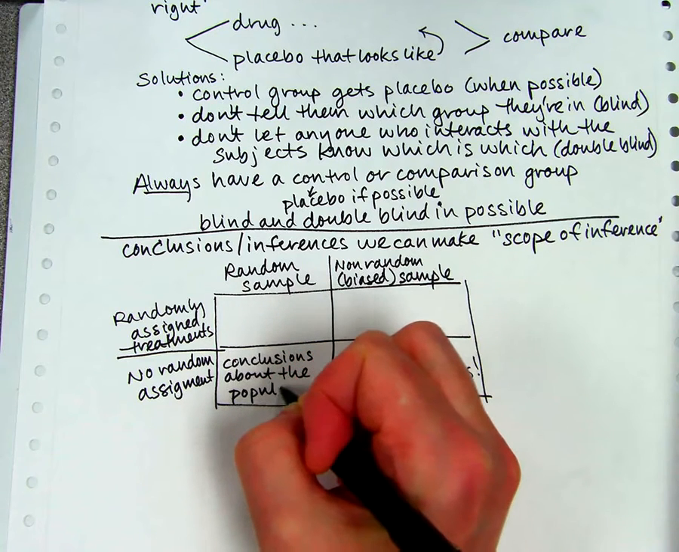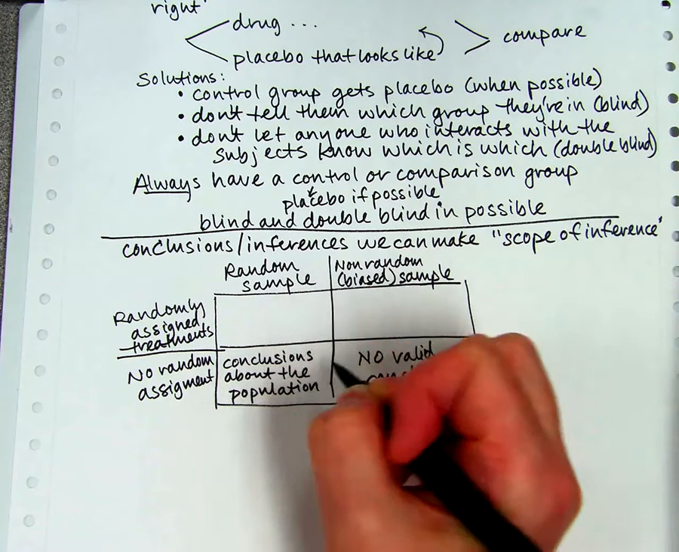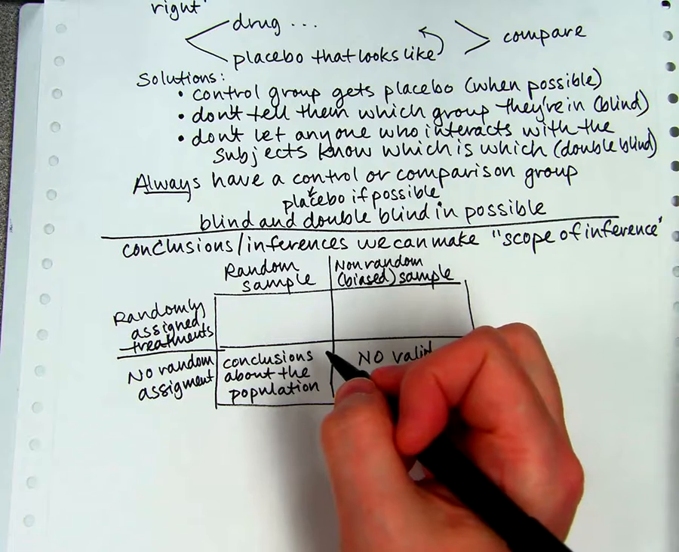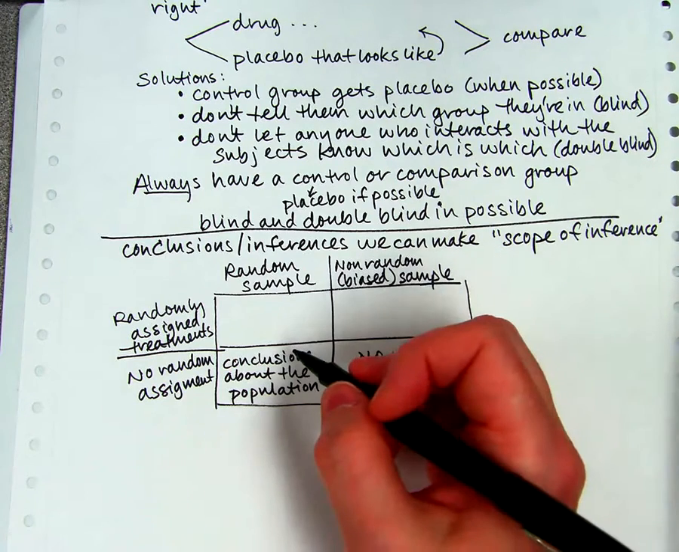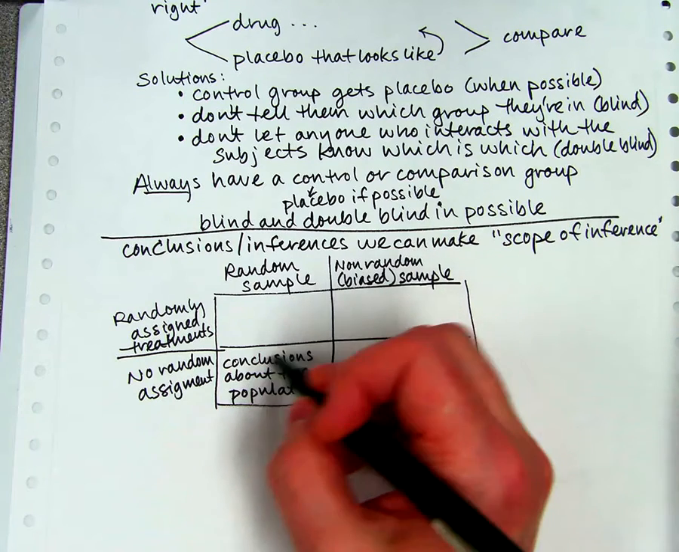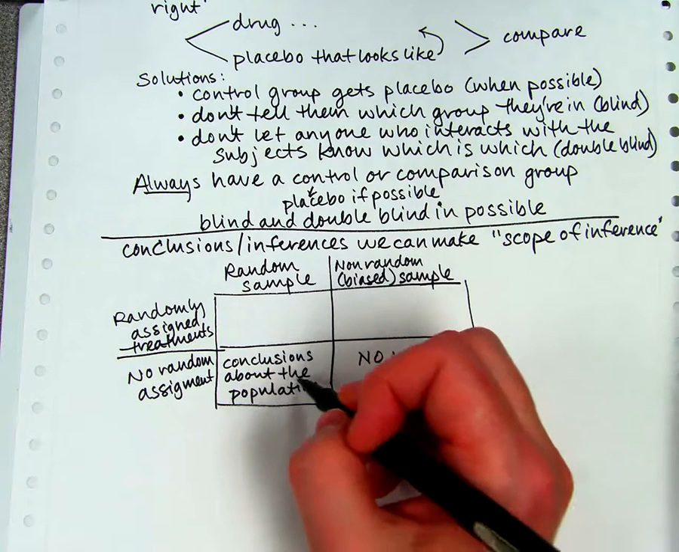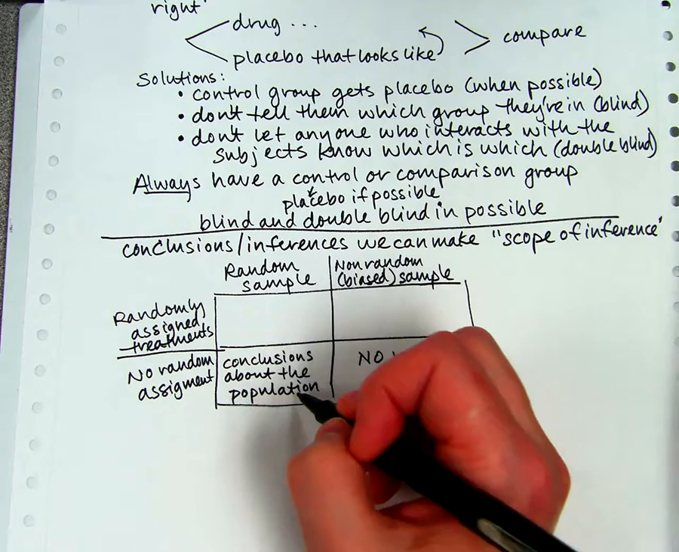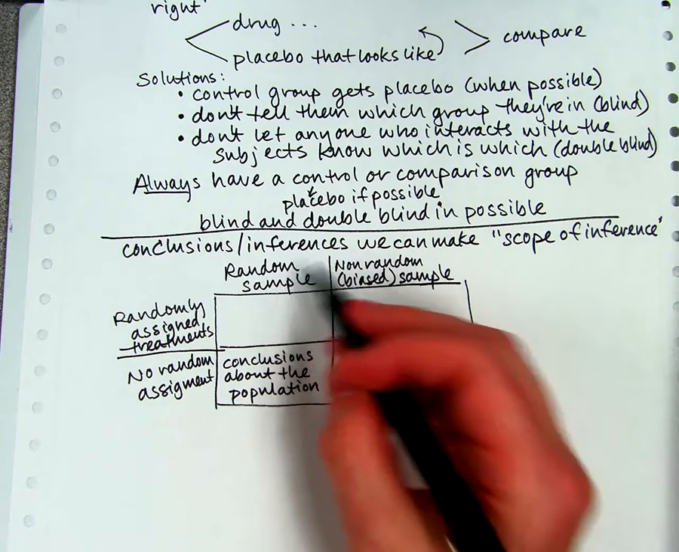And of course, you should pay attention to things like undercoverage. If you did landlines and you left out the younger people because of that, then you can't make conclusions about people who didn't have landlines and things like that. But you can make conclusions about whatever population was available to be in your random sample.